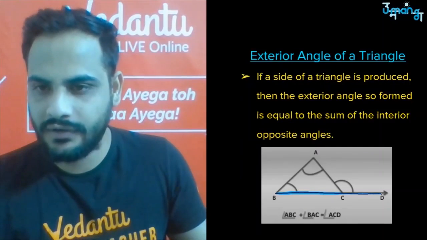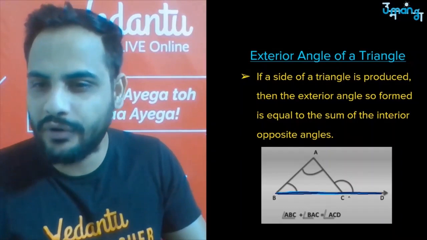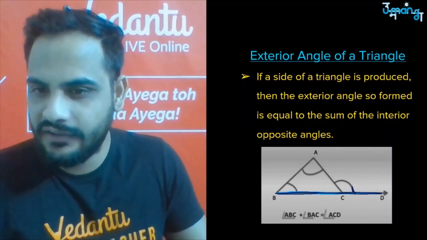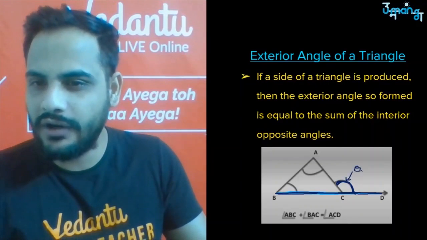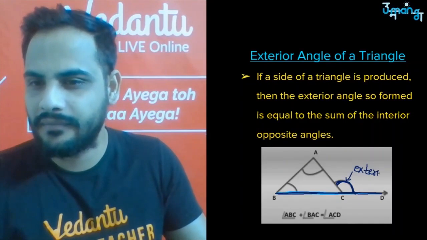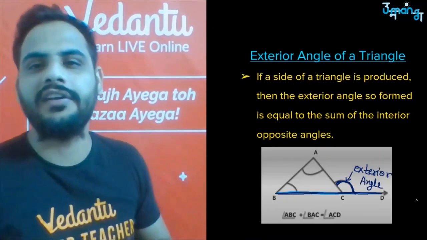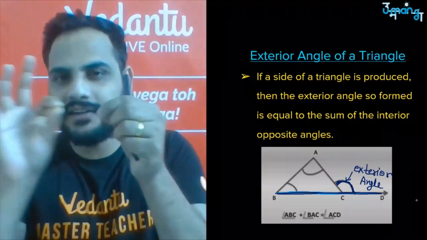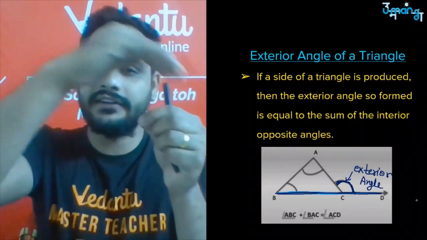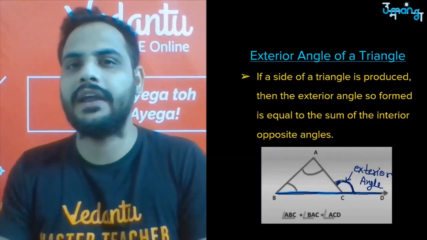Okay, so when you produce the side, this produced side CD makes an angle with the adjacent side. So this angle is called an exterior angle. So what is an exterior angle? An exterior angle is the angle between the extended side of a triangle and the adjacent side of the triangle. That is called an exterior angle.